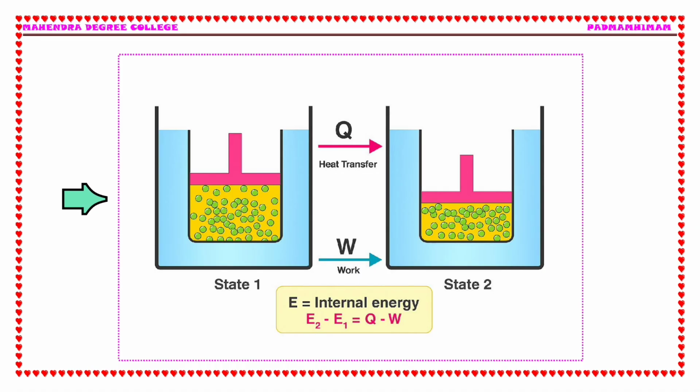The image illustrates the first law of thermodynamics, which is a statement of the conservation of energy. It states that the change in the internal energy of a system, delta E or E2 minus E1, is equal to the heat added to the system Q minus the work done by the system, means W.